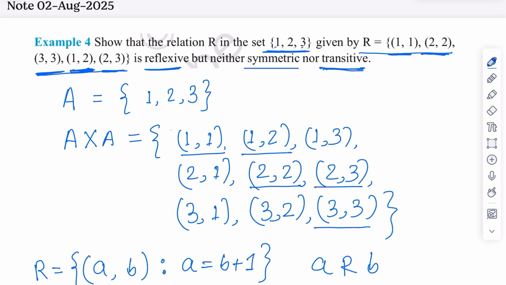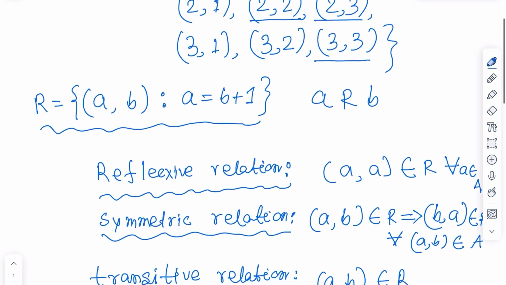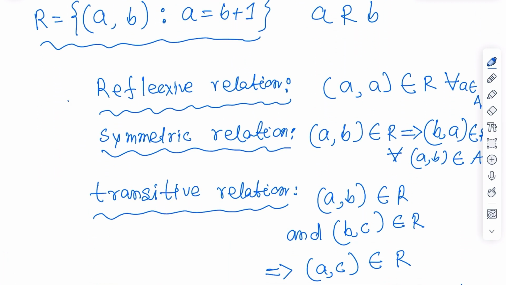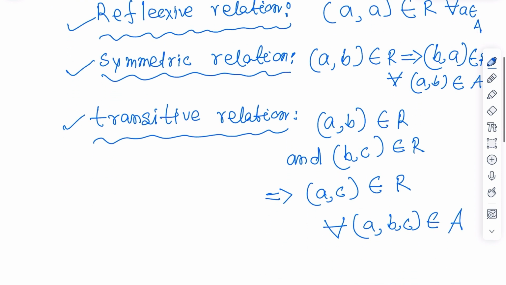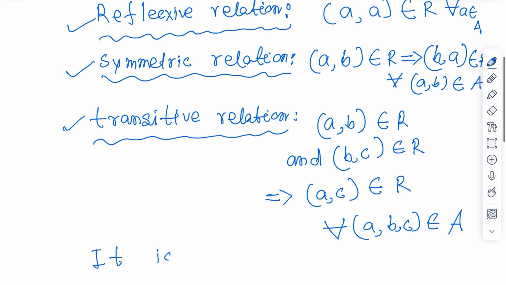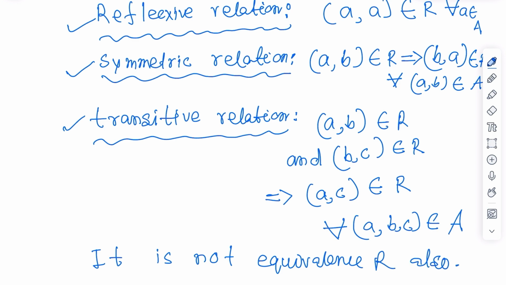Okay. Now, one more thing I want to mention here is, if a relation is reflexive, symmetric and transitive, then it's called an equivalence relation. So it's a reflexive relation, but it's neither symmetric nor transitive. Therefore, it is not an equivalence relation also. So I hope you have understood the concept.